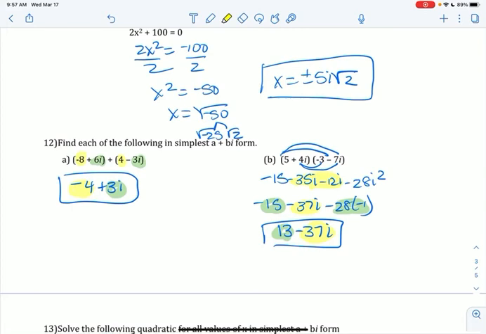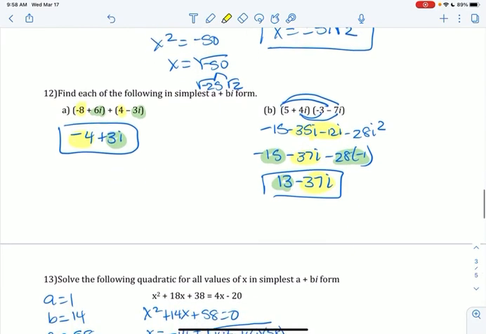12 is just an adding problem, so I'm going to add the real numbers. That gives me negative 4. I have them highlighted in yellow. And I'm going to add the imaginary numbers, and I have those highlighted in green.